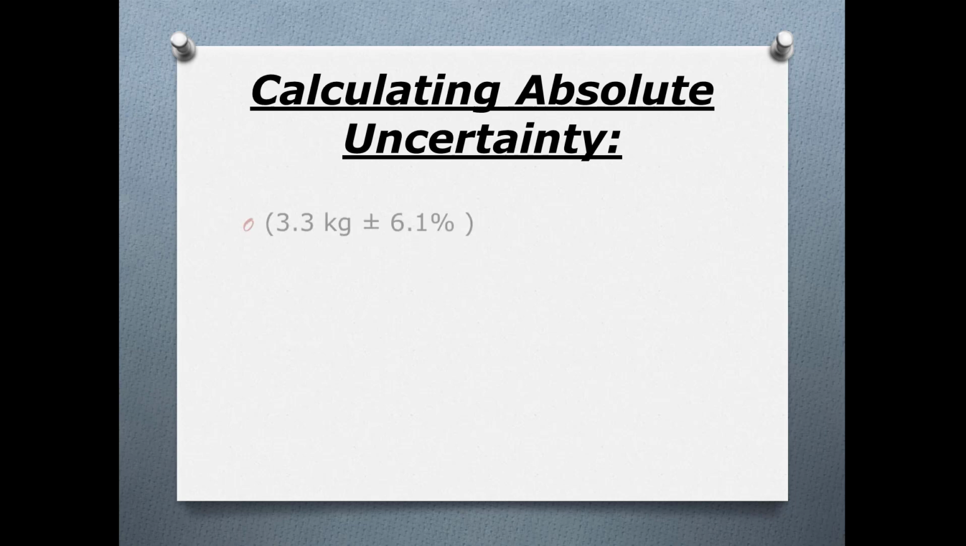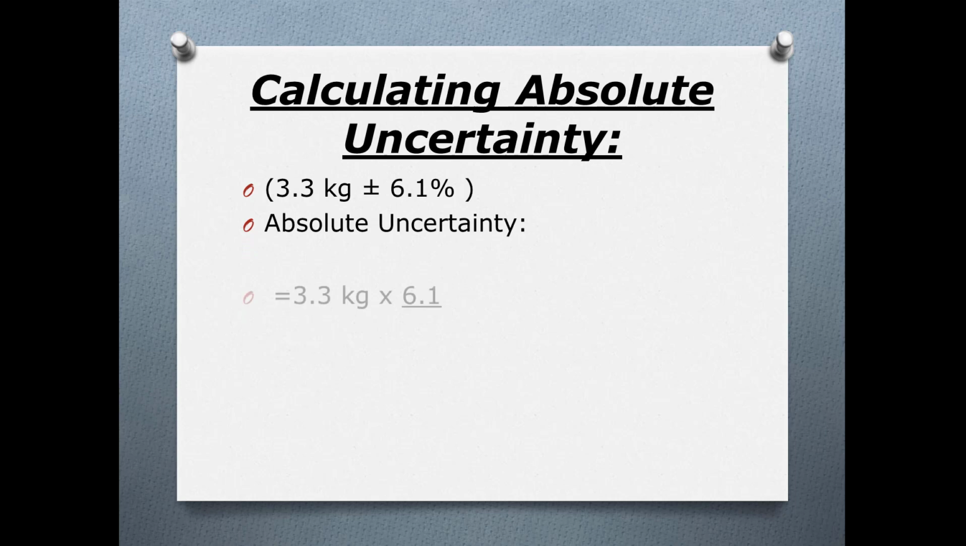Okay, so if we have to calculate absolute uncertainty from percentage uncertainty, what do we have to do? If we are provided with percentage uncertainty and we want to calculate absolute uncertainty, absolute uncertainty will simply be obtained by multiplying these given values and dividing by 100, because percent sign means 1 by 100. So we can simply write it as 3.3 multiplied by 6.1 divided by 100, that will give us 0.2 kilogram.